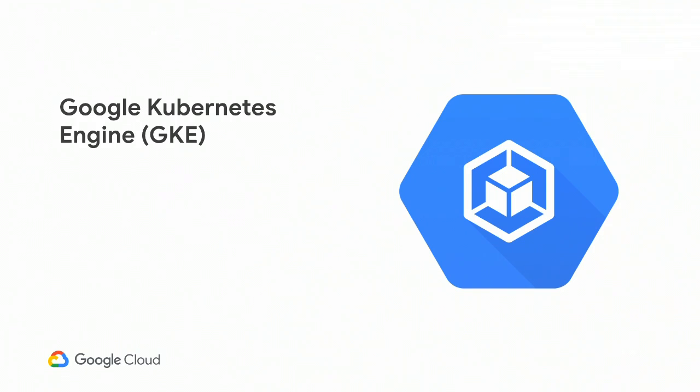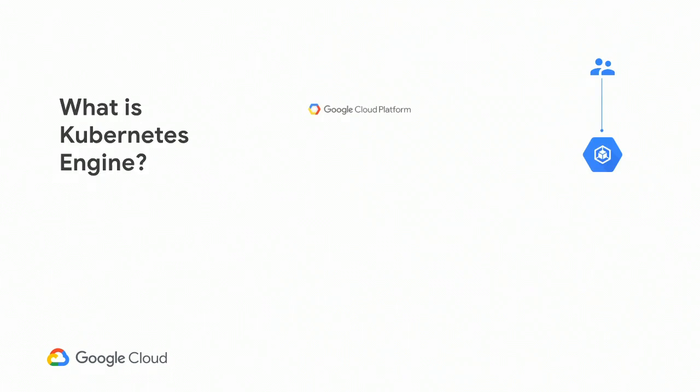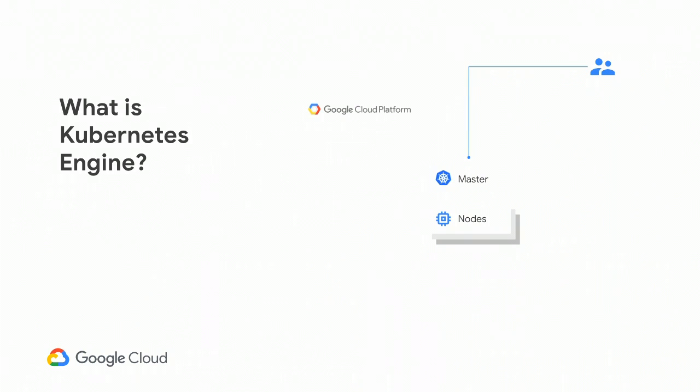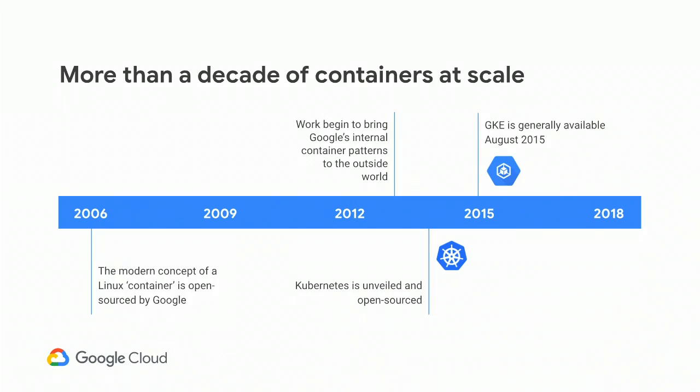So GKE, or Google Kubernetes Engine, how many people are familiar with this? Most people, yep. So GKE is basically Google's managed Kubernetes offering. What is a Kubernetes engine? Basically, it's a one-click solution that lets you deploy your master and your nodes, creates and provisions those for you, and gives you access to them, right? And so you can access that master. It's kind of hidden away from you. You don't have to worry about it. We take care of upgrading it and patching it and doing all that good stuff.